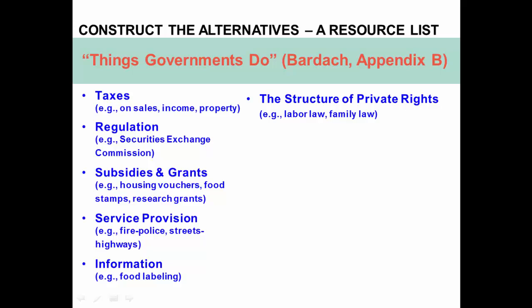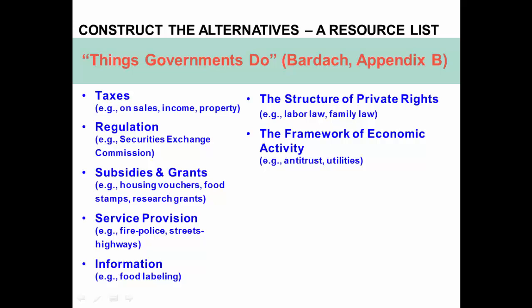The structure of private rights is a very broad category that Bardak lists. Some examples would be collective bargaining rights in labor law, the rights of families to adopt children in family law, and the ways in which we would review and perhaps revise those regulatory regimes in the structure of private rights as we face the need to develop alternatives for our policy problem that we're analyzing.